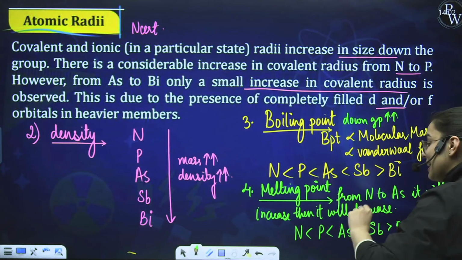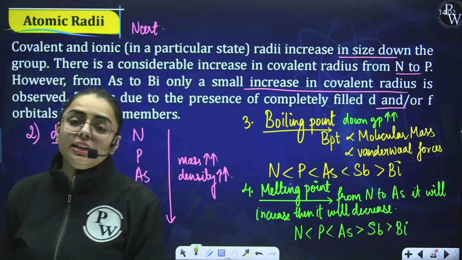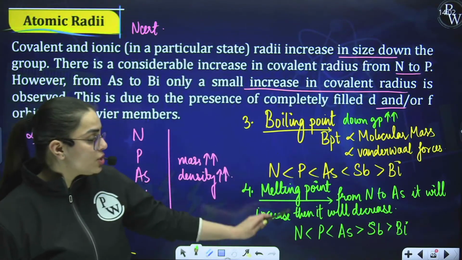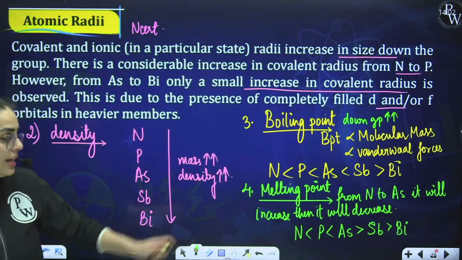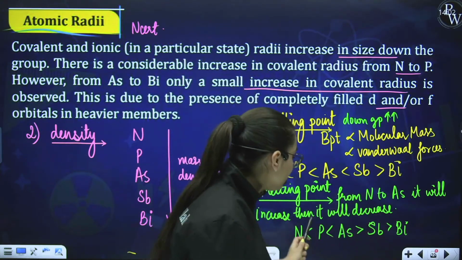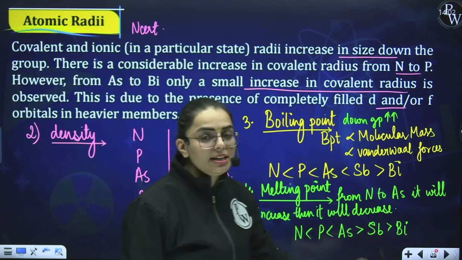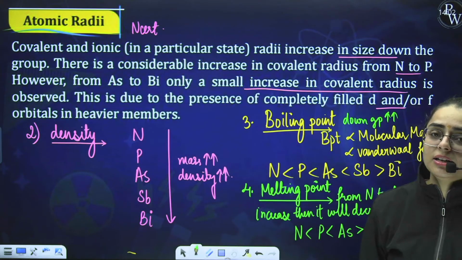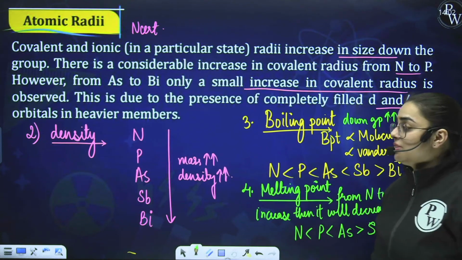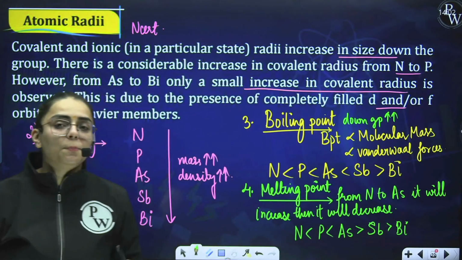I am repeating again. The melting point reason is due to the lanthanoid contraction and the inert pair effect. So these are the two major orders that you need to remember. Here we can say it increases, but bismuth will have less than antimony. Over here it is increasing till arsenic. After that it will decrease due to the lanthanoid contraction and the inert pair effect. I will explain what lanthanoid contraction and inert pair effect are in the upcoming segment, so no need to worry about it.